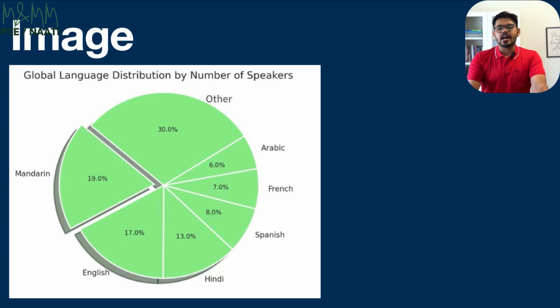But otherwise, target easy ones like Arabic and French. It's very easy. The difference is only 1%. Same French and Spanish, very easy. The difference is only 1%. English, Mandarin, the difference is only 2%. So go for the easy ones, right? So this is how I would do a describe image for any graph.